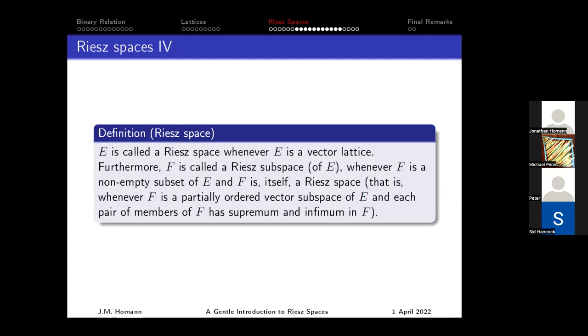So we finally define this Riesz space object. We'll say that E is called a Riesz space whenever E is a vector lattice. So a vector lattice is a Riesz space. Furthermore, we'll say that F is a Riesz subspace of E whenever F is a non-empty subset of E and F is itself a Riesz space. So that means whenever F is a partially ordered vector subspace of E and each pair of members of F has a supremum and infimum in F. So importantly, those supremum and infimum must live in F. They do exist because E is a Riesz space, but we require them to live in the subset.